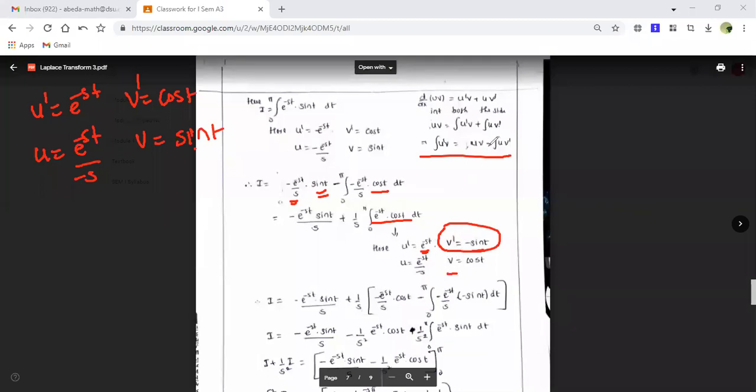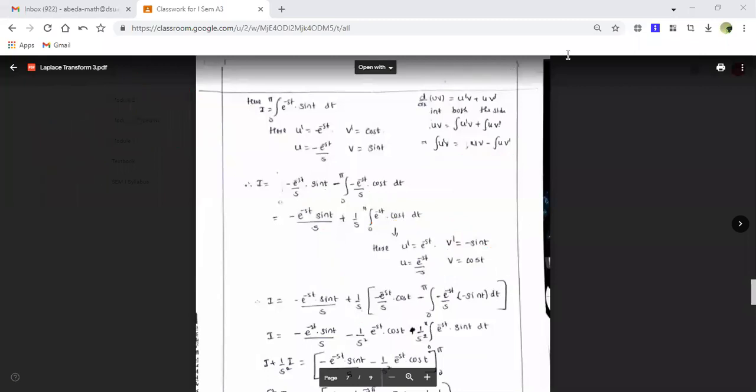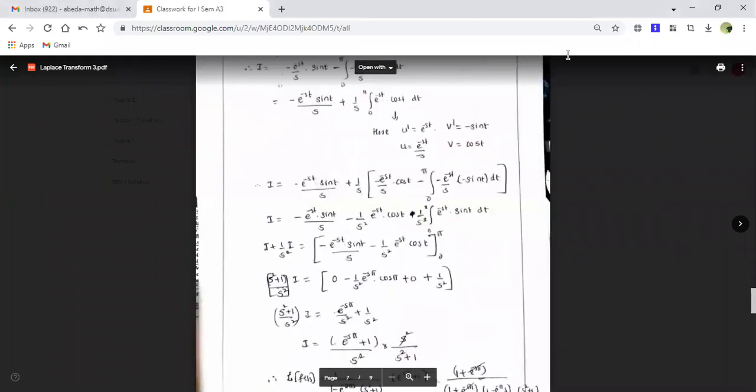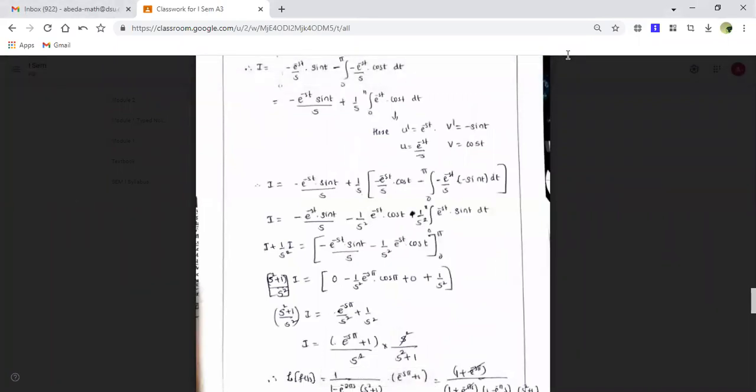So in this way, we have got again u dash, v dash, u and v. Again, substitute in this equation. This term I am keeping as it is, 1 by s I am keeping as it is. Again, this is u and this is v minus integration from 0 to pi, this is u and this is v dash into dt. Now if you simplify this, guys, you will see this term is repeating. In the next step, you can see that e to the power minus st into sin t is repeating. So this is nothing but your I.